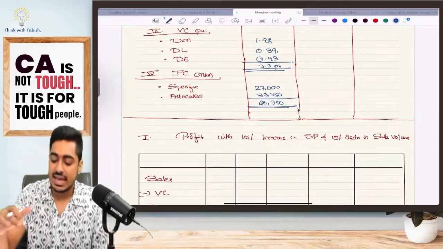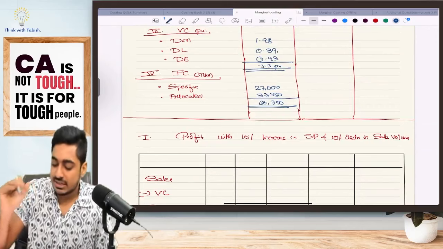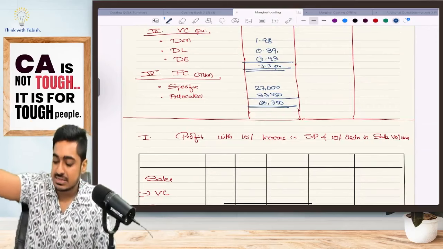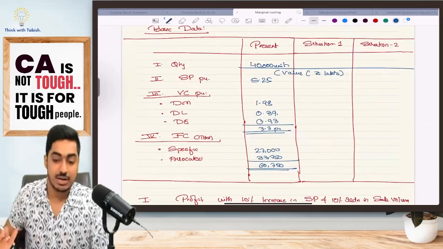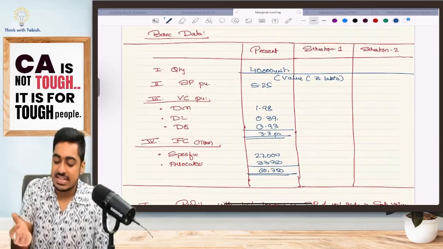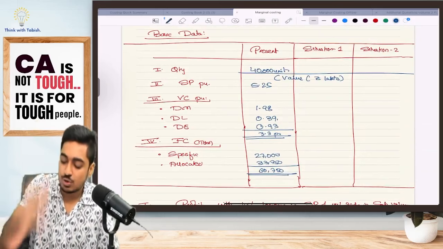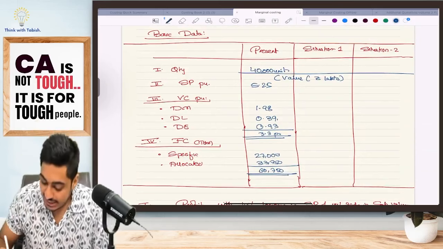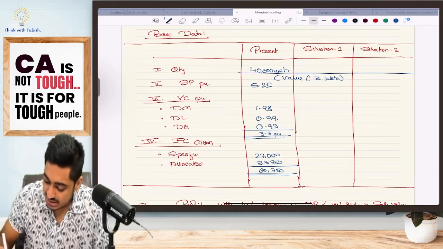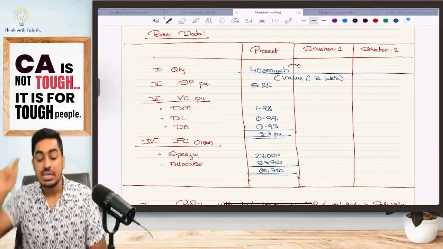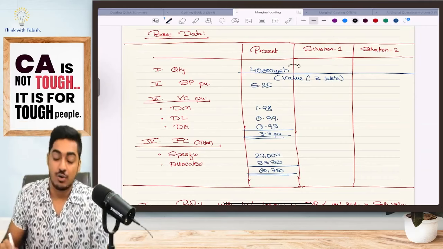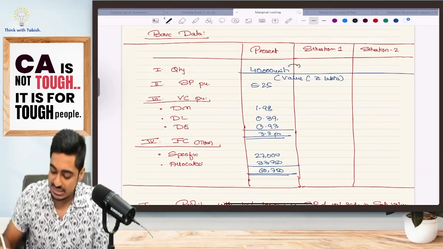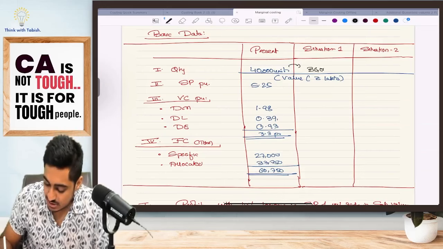Question is asking, calculate the profit with a 10% increase in selling price and a 10% reduction in sales volume. I have to calculate profit when what all is happening? Sales price is increasing 10% and sales volume is reducing 10%. Tell me, students, right now how much quantity am I selling? Sir, right now 40,000. In future, if my sales volume reduces by 10%, how much will it be? Sir, 40,000 minus 10% will be 36,000 units. Yes or no? Yes, sir.